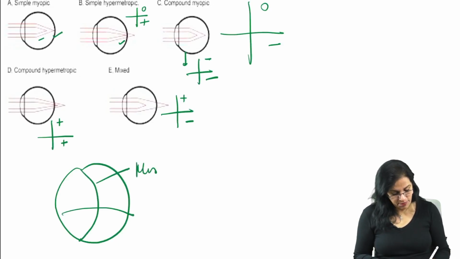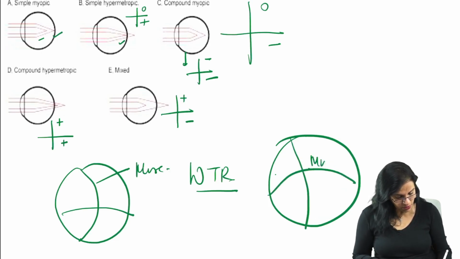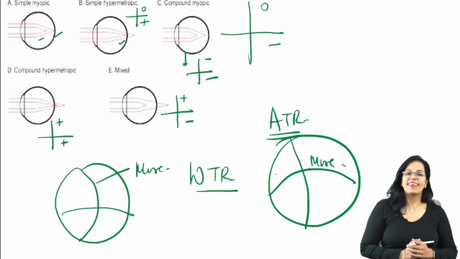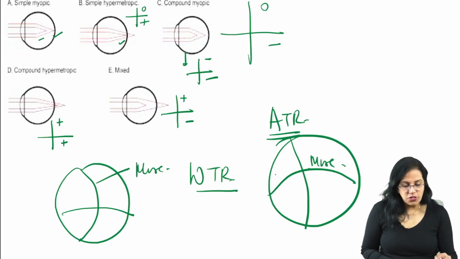When vertical power is more than horizontal, this is with the rule. And if it is vice versa, horizontal is more, so sorry, just 1 minute. It is the horizontal which is more than vertical. Now this one is more. This is called against the rule astigmatism. Please revise this, right?